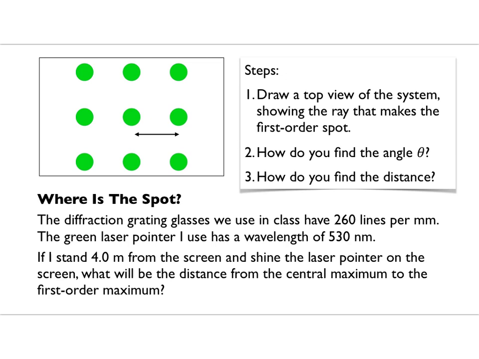Well, let me give you some ideas for the steps. First off, what I want you to do is sketch a top view of the system and then show the ray that makes the first order spot. And the question is this: how do you find the angle theta? And then second, given how you find the angle theta, how do you find the distance? Same problem as before, but we've just given you a little bit more structure. So take a look at those steps. Work them through, 1 and 2 and 3. And I'll be back.